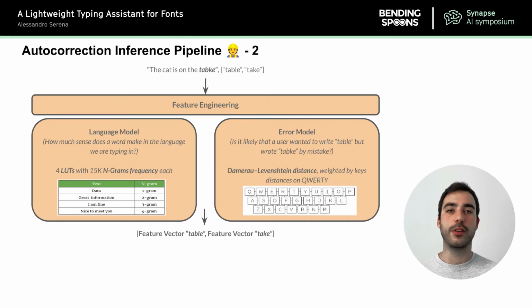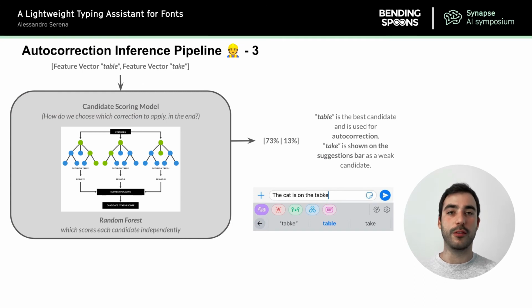So now that we've gone through this feature engineering process, what we have are two feature vectors, one for the candidate "table" and one for the candidate "take". The third system of this inference pipeline is the candidate scoring model, which essentially takes a feature vector of a given candidate and gives us a quality score between 0 and 100%. We use a random forest for this system, and let's assume, for the sake of this example, that the candidate scoring model returns a score of 73% for the candidate "table" and a score of 13% for the candidate "take".